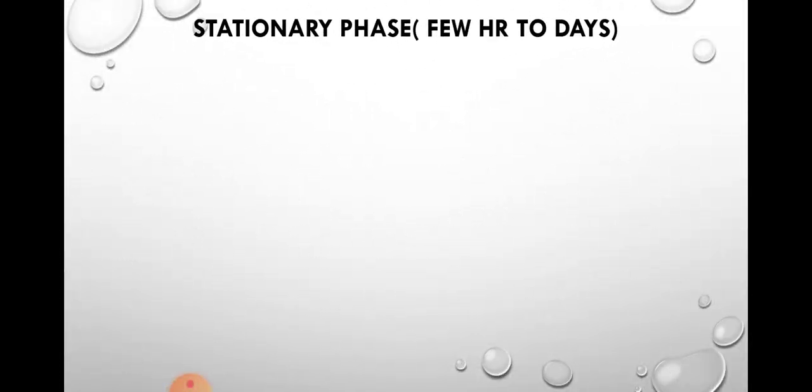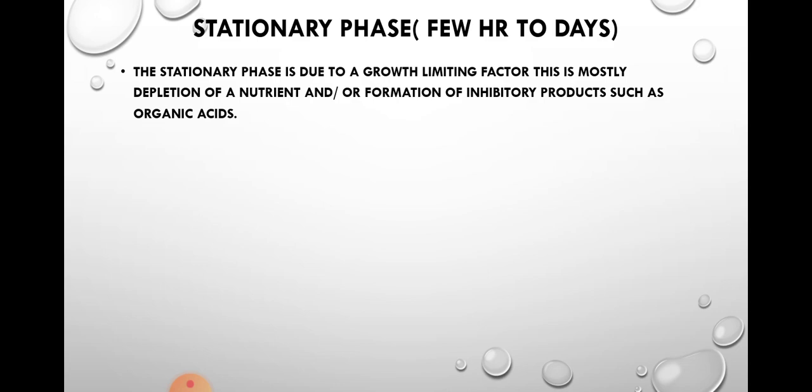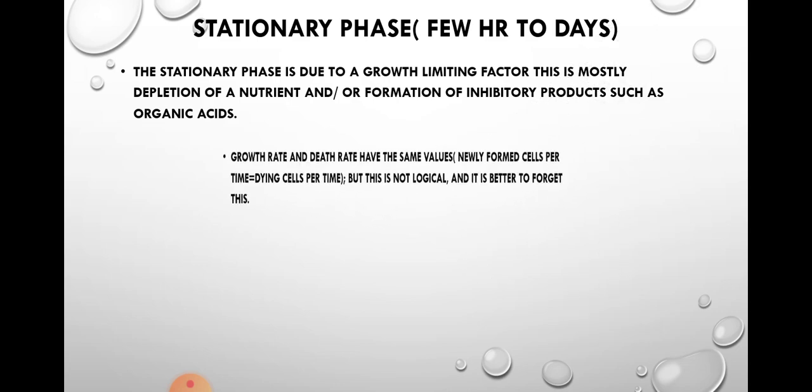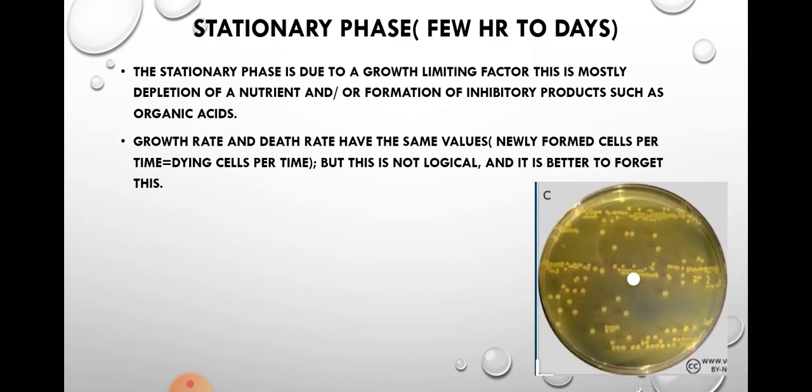Next, we have the stationary phase, which actually lasts for a few hours to a few days. It is due to a growth limiting factor. This is mostly depletion of nutrients and or formation of inhibitory products such as organic acids.